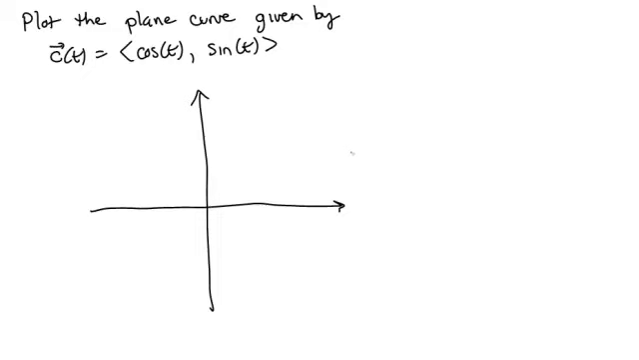So at time equals 0, we'll have that c of 0 is equal to the cosine of 0, sine of 0, which in this case is the vector 1, 0. So we'll have a vector, I'll put some tick marks on here, and I'll just put my tick marks 1 unit away all around. This right here is the vector c of 0. And so we'll mark this one point right here.